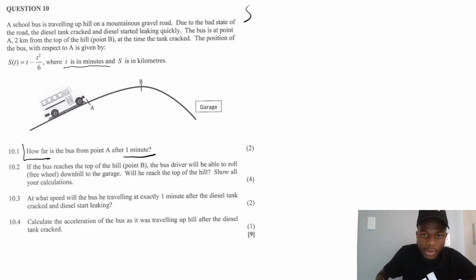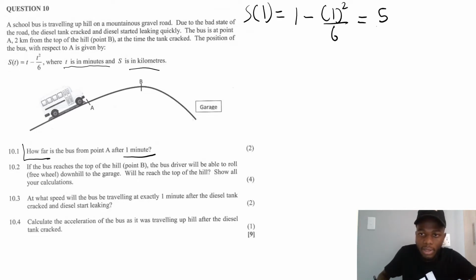I'll come here and say s of what is our t? It's 1, because we've been given 1 minute, and don't forget t represents minutes, so we are calculating the length in kilometers. With this t, I'm going to substitute 1 minus 1 squared over 6. Here we're going to be left with 5 over 6 kilometer, because our s is in kilometers. We are done with the first question. Let's go to the other question.